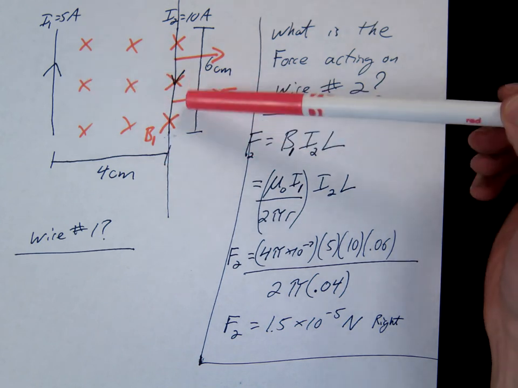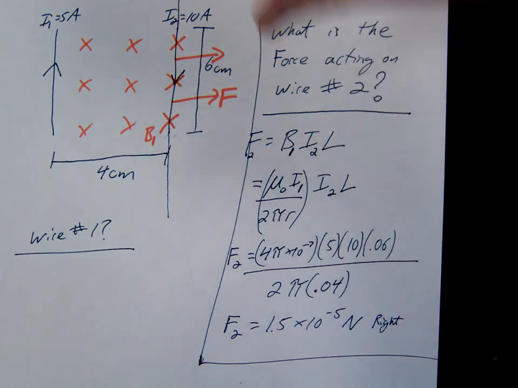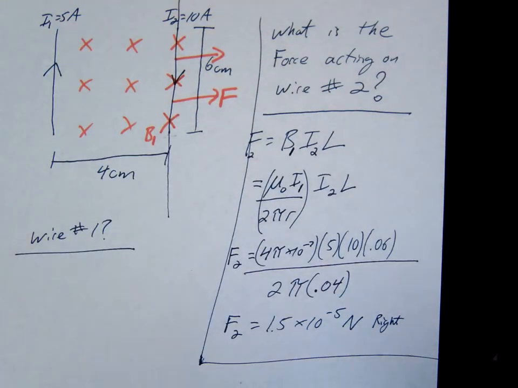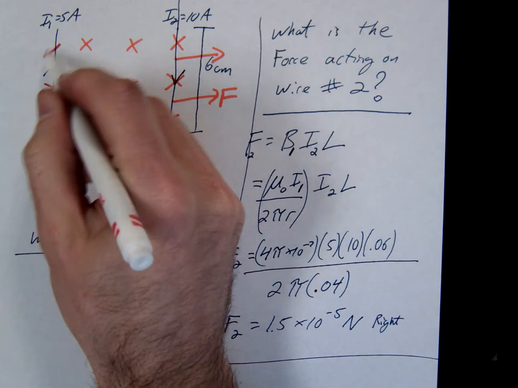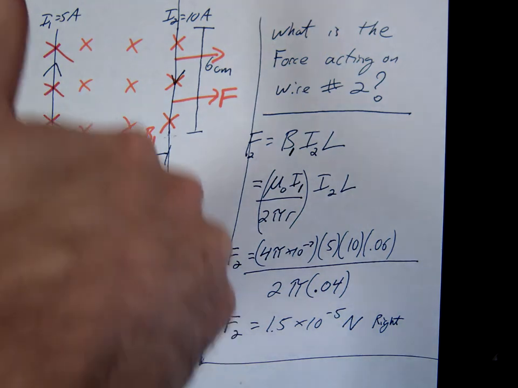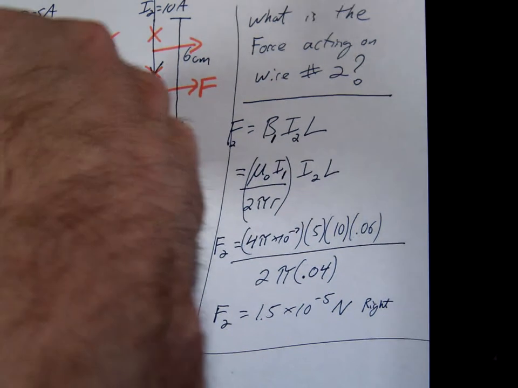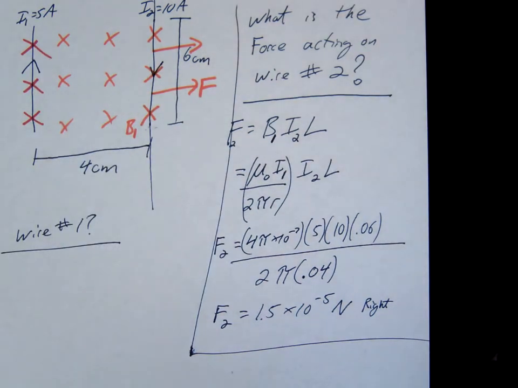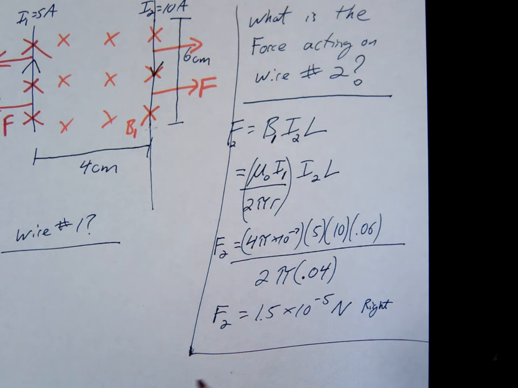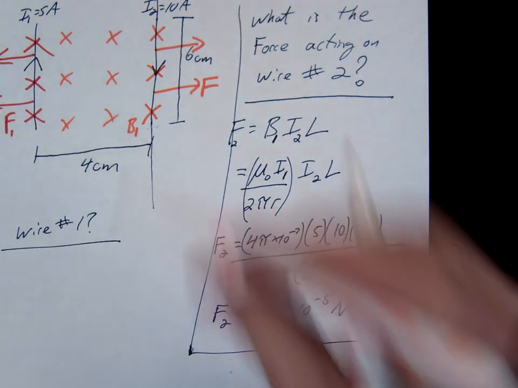What are you getting, in or out? Thumb down, curl, what direction? Into. So over here it's also into, x, x, x. And with the right hand, do the other right-hand rule to find the force. Thumb goes up. B field is in. What direction is it? Left. So if you called this one F2, this one would be F1.